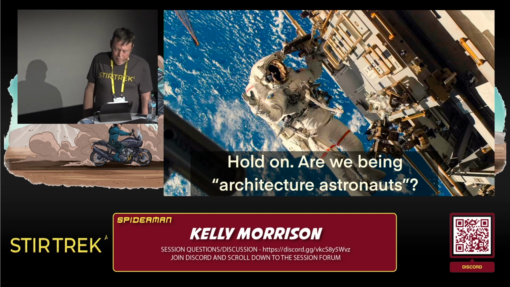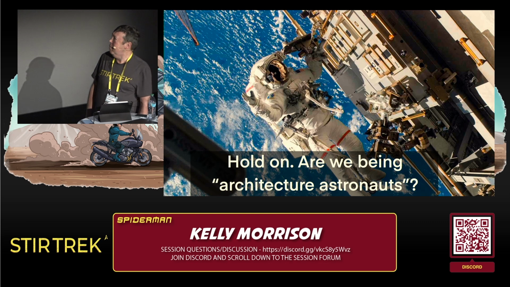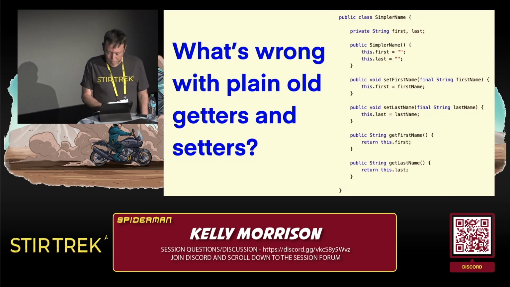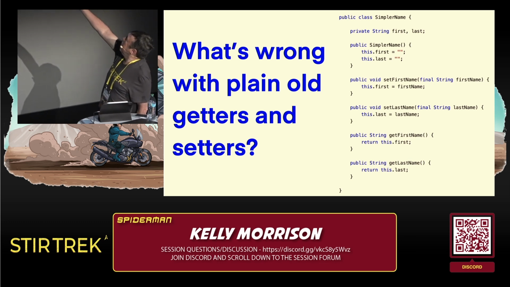Okay, now you're probably wondering, aren't we overcomplicating things? Are we becoming architecture astronauts? I mean, what's wrong with just using plain getters and setters? It's worked for 40, 50 years. Nobody's complained about them much. So no, there are good uses for this. Let's take a first name and last name. Let's imagine that it had actually been a class like this, where we have first and last are not final, and then we have getters for getting the names, and then we have setters for setting them.